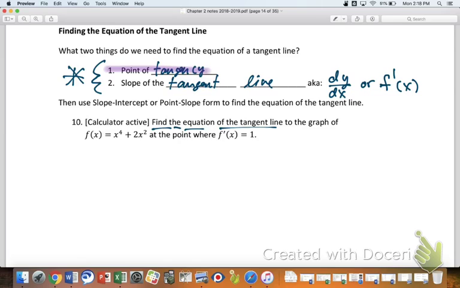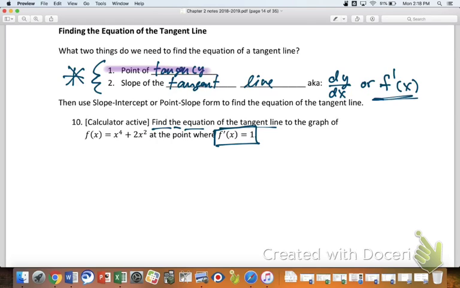Don't we have the slope of the tangent line? What is it? Sorry? 1. So at the point where f prime of x equals 1. Remember, f prime, I wrote it up here. F prime, that is the slope of the tangent line. So this is a little bit different.